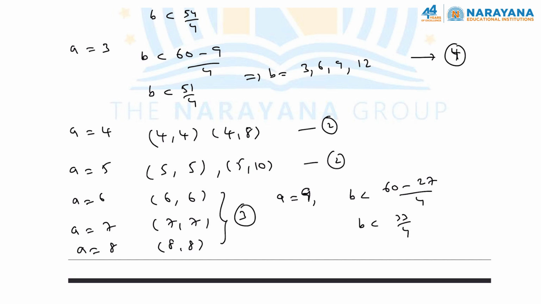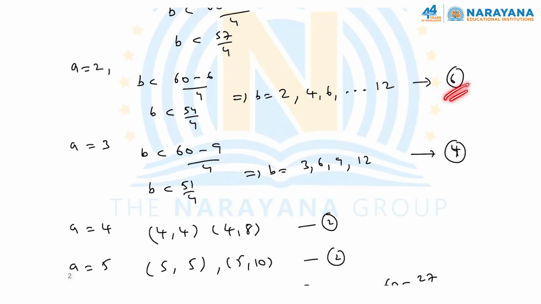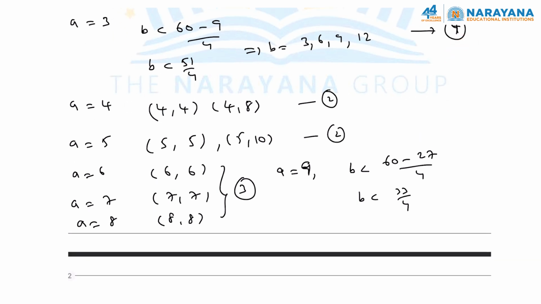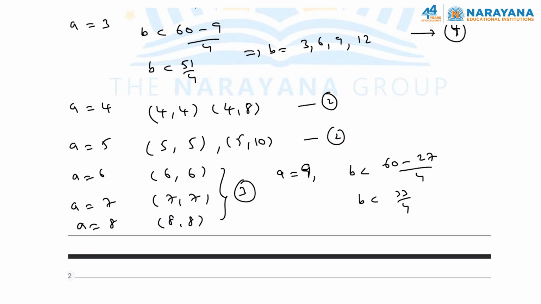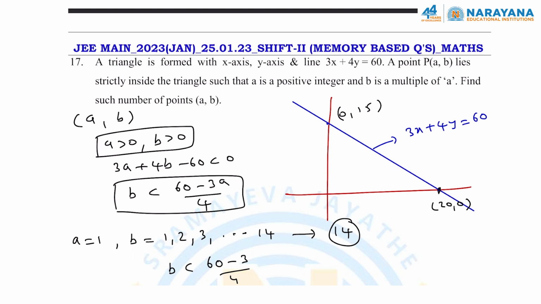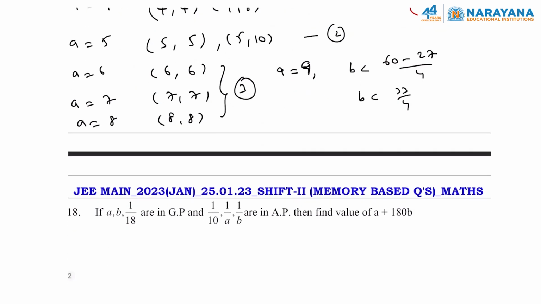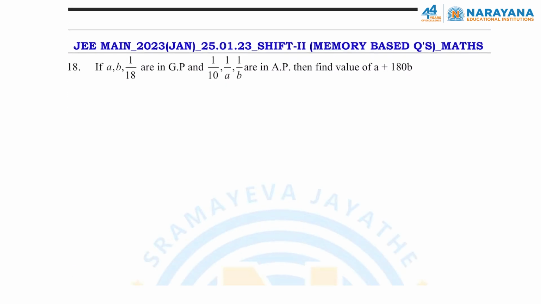So how many are we getting in total? 14 plus 6, 20, 24, 26 plus 2, 28 plus 3, 31. So finally we are getting 31 values, 31 ordered pairs of a comma b which are lying inside this triangle, of the form a comma b, where b is a multiple of a. So moving to the next question.